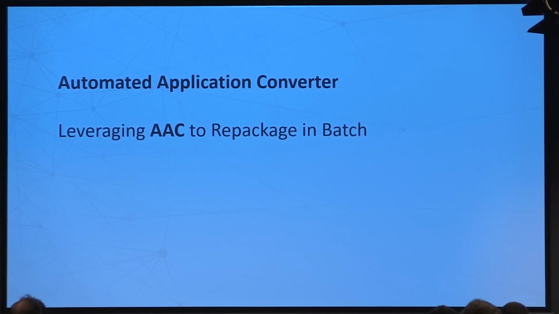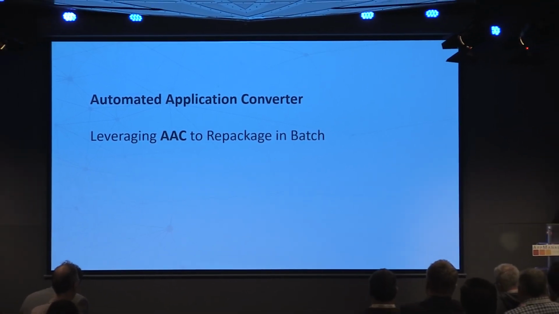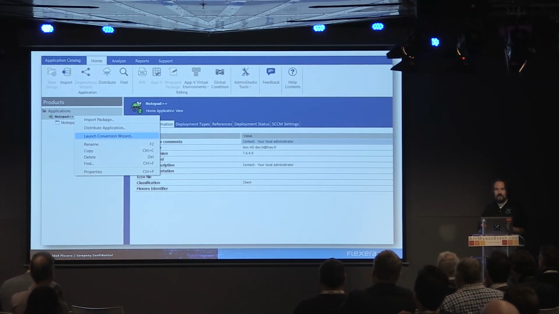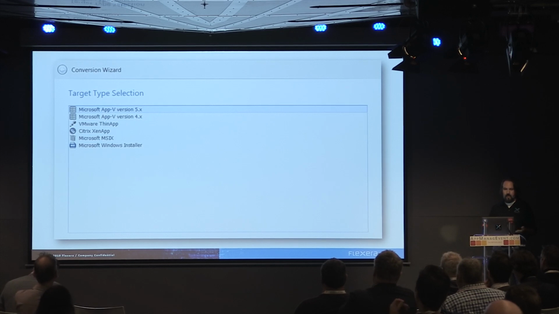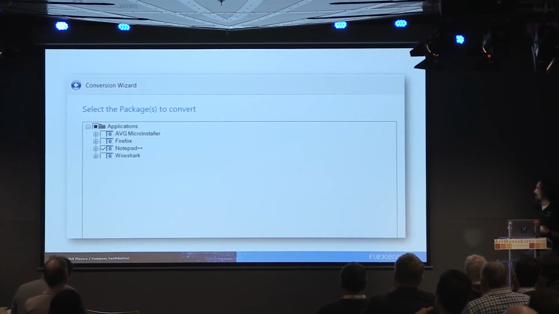And then the other tool we have that can speed this area up is called the Automated Application Converter. Has anybody used the Automated Application Converter in AdminStudio? Handful of people. So I'll show you. There's a conversion wizard that you can launch, and it will come up and show you here are the different targets that you can choose. So what type of package you want it to be. And then which you've converted.